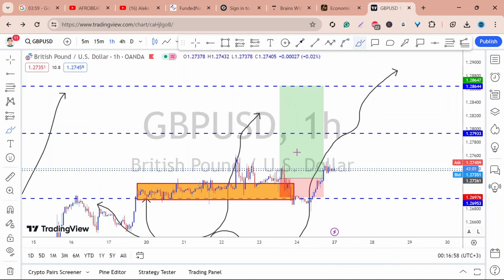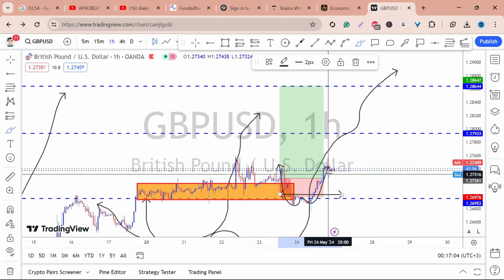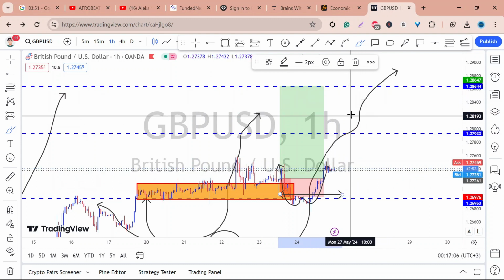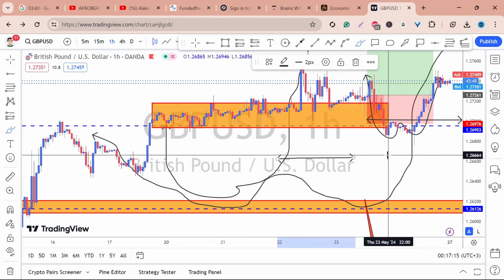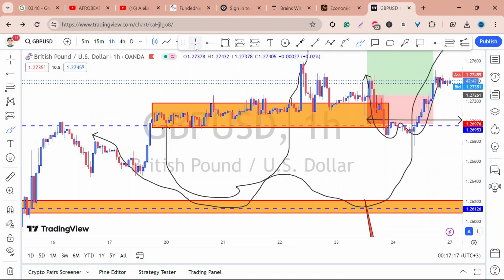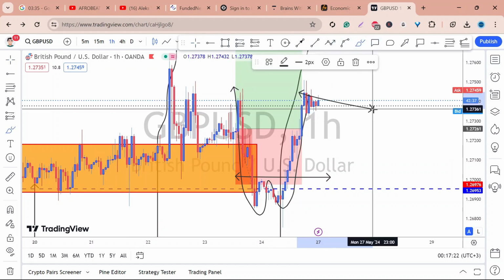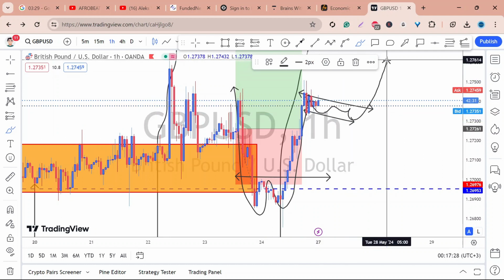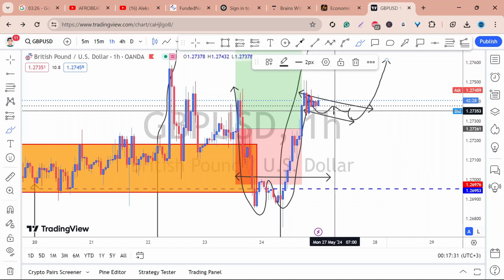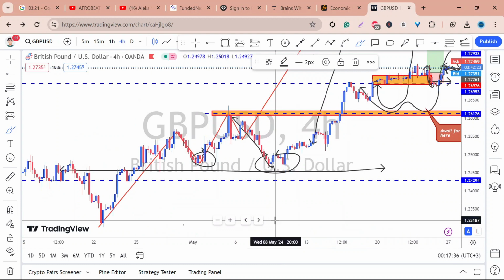As you can see here, what we have is a double bottom, which the neckline has already been broken. So we're looking at the bullish move to push to these higher levels. What we might be looking at for the open of the week is maybe a break of this little flag. Maybe we can go to the lower time frame, maybe the 15 minute, and have a correction like this, then for price to push higher. So look for that on GBPUSD, but generally we'll be looking at a bullish move.